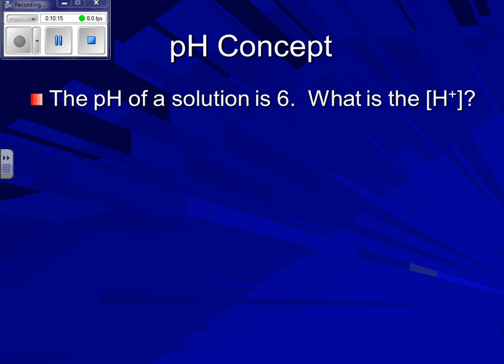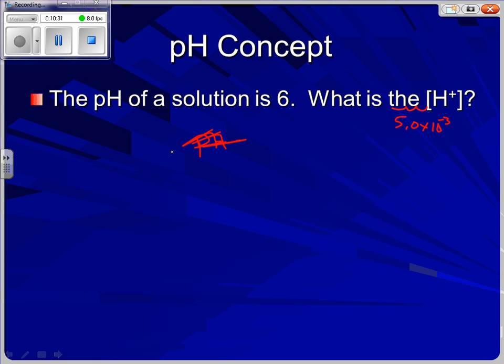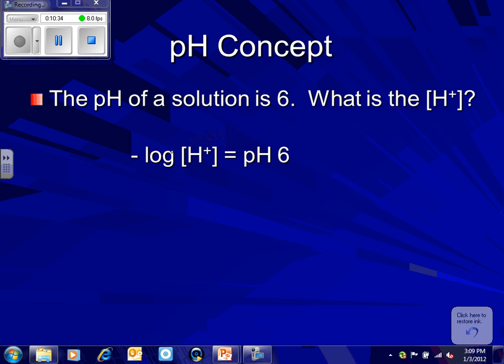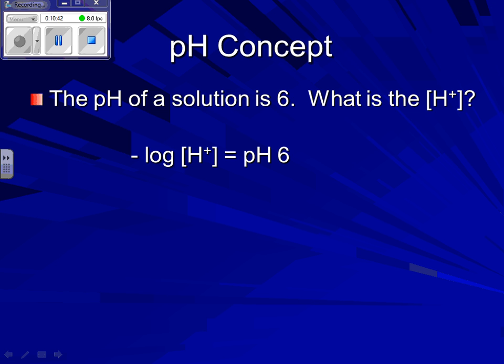Okay, now let's flip it around. The pH of something is 6. Okay, what is my hydrogen concentration? Well, same real problem. Notice I use the same formula. My pH is going to be the negative log of my hydrogen concentration. I'm going to get the hydrogen ion by itself.